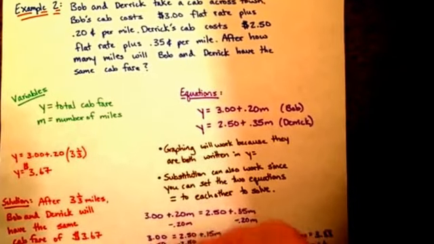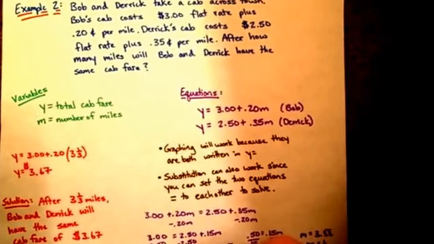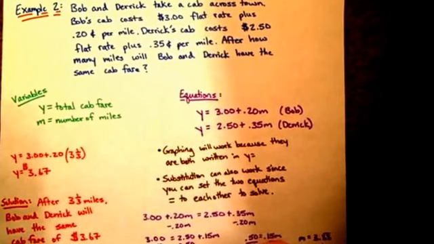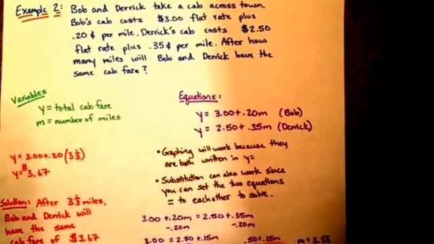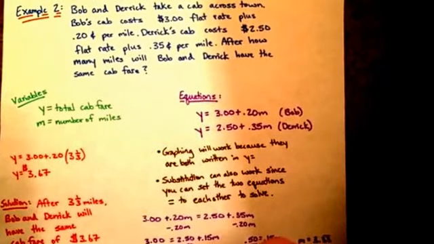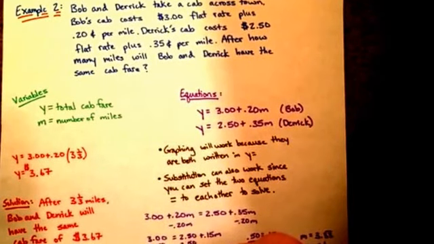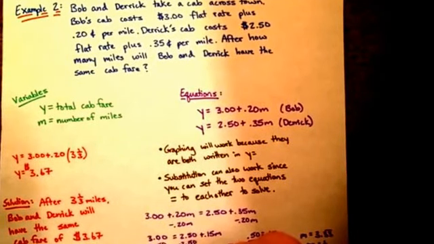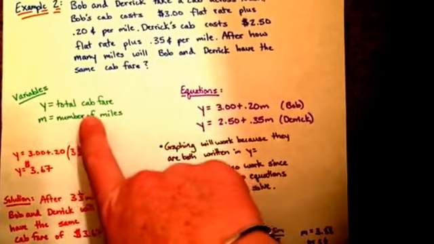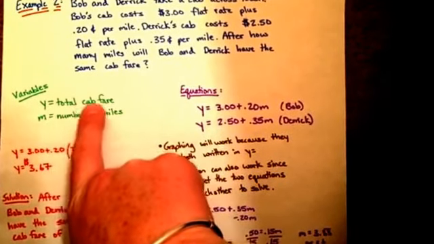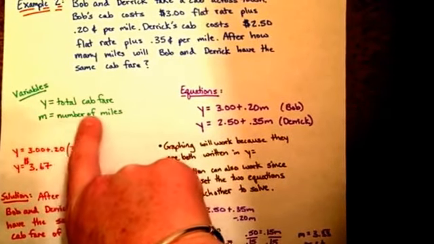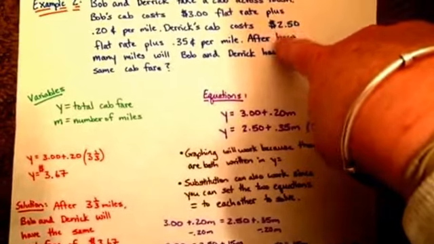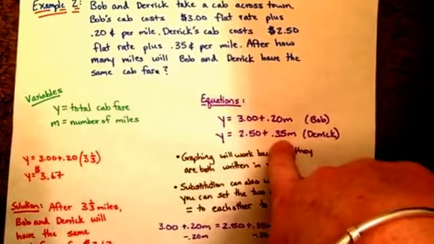Bob and Derek take a cab across town. Bob's cab costs $3 flat rate plus 20 cents per mile. Derek's cab costs $2.50 flat rate plus 35 cents per mile. After how many miles will Bob and Derek have the same cab fare? So I just wrote out that y will equal the total cab fare and m will equal the number of miles, because each one of these equations needs to be written in slope-intercept form.